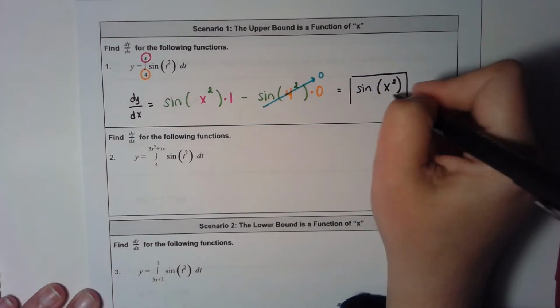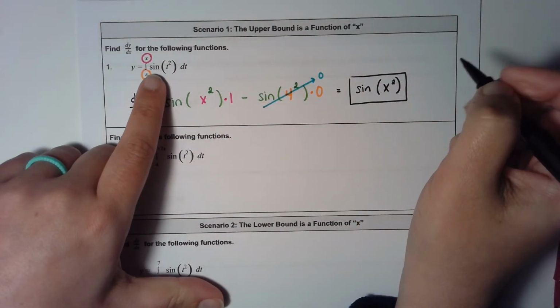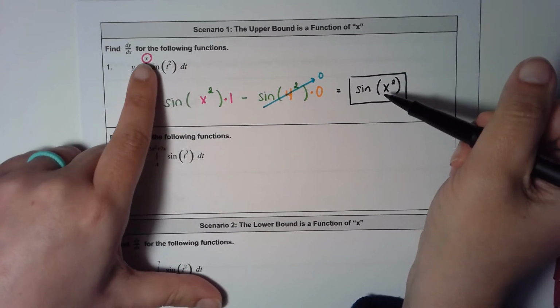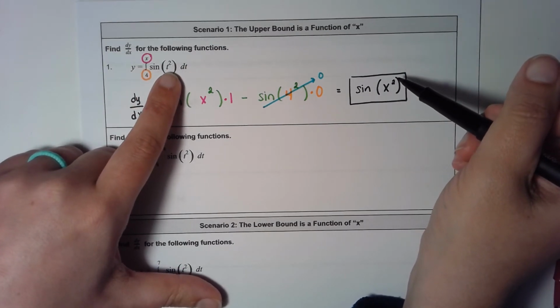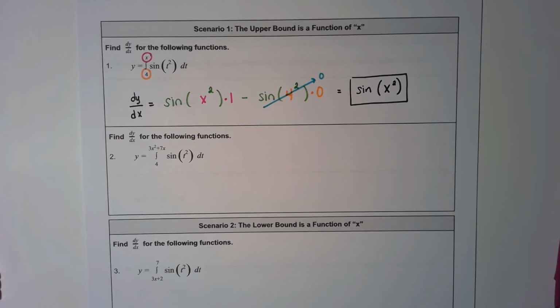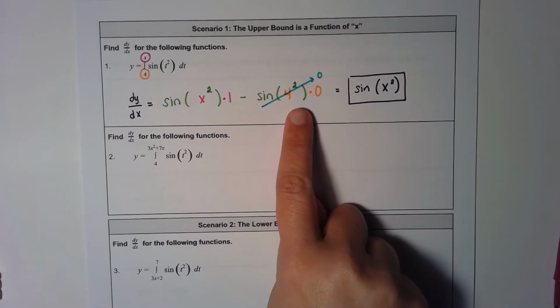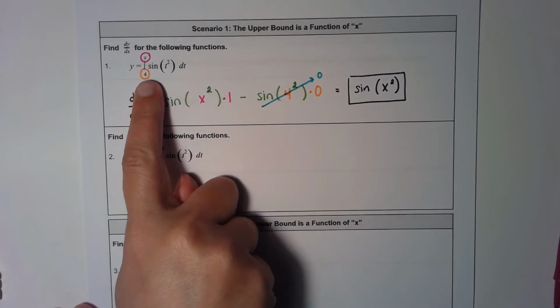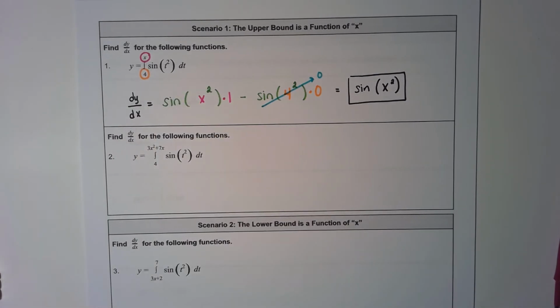So what you end up with here is just sine of, instead of t squared, it's x squared because you plugged in the x into your function. Now I'm going to tell you, normally we skip this step. Whenever your bound is just a number, the derivative, the chain, will always be 0. And so because of that, we normally skip that step.